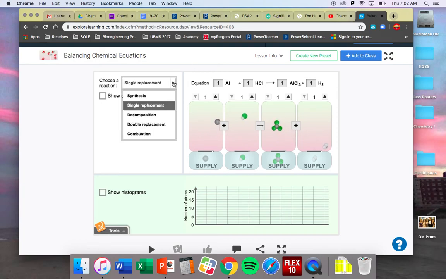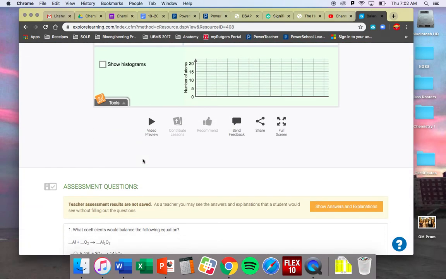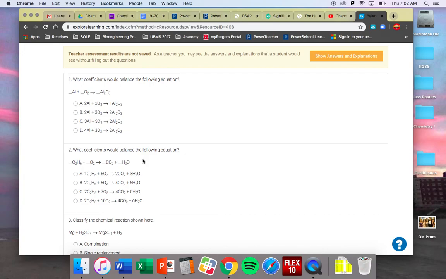You're going to do this for single replacement, decomposition, double replacement, and combustion. When you're feeling comfortable, you go down to the assessment questions and give those a shot.